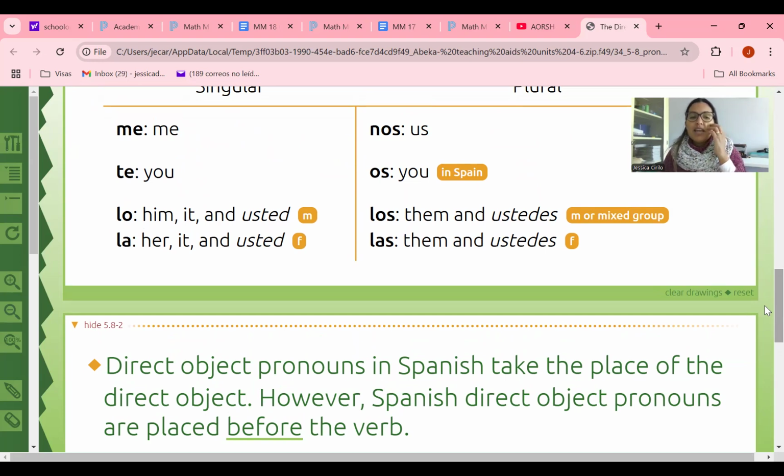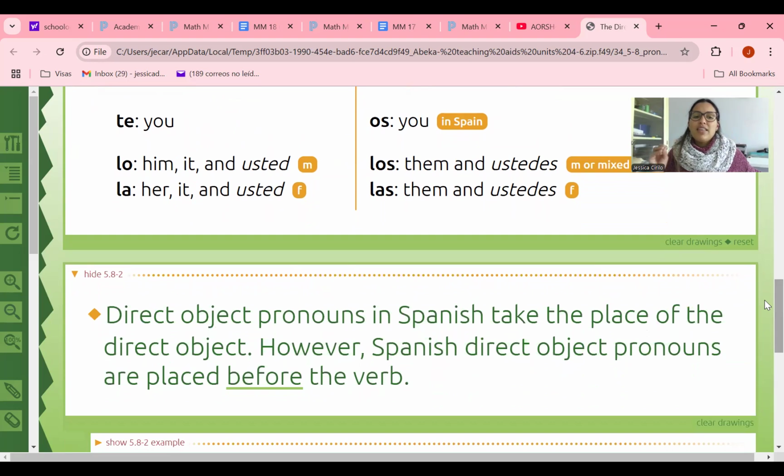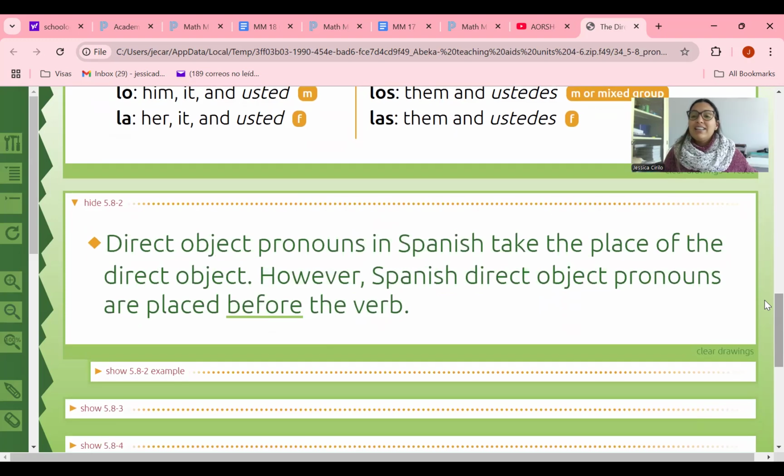Every time you hear me say direct object pronouns, those are the ones I'm referring to. These direct object pronouns in Spanish take the place of the direct object, okay? So if we're talking about Susana, it's apples. These direct object pronouns will take the place of apples, which is the direct object, okay? The same as in English.